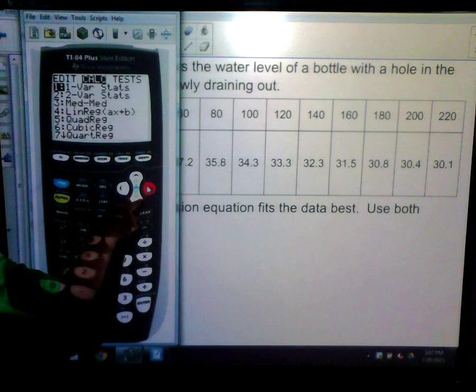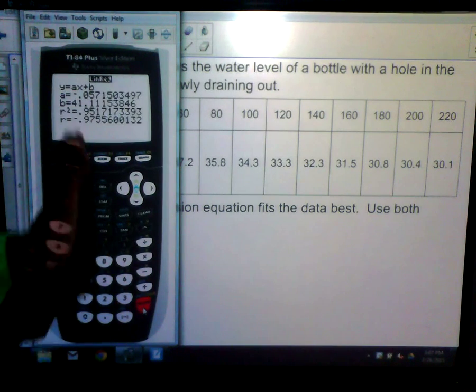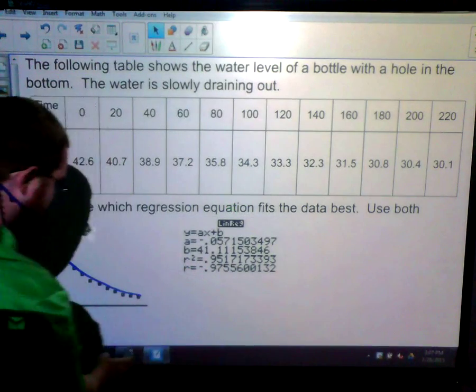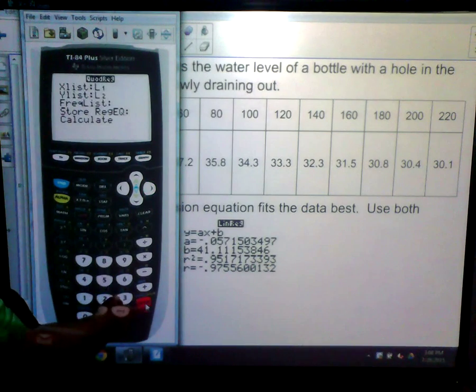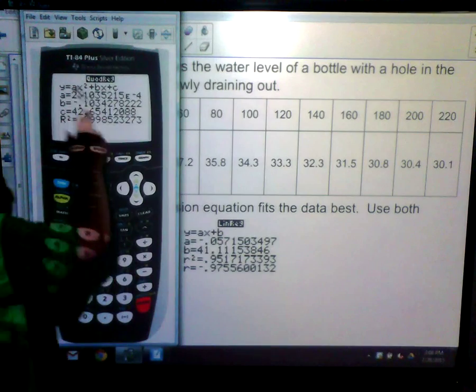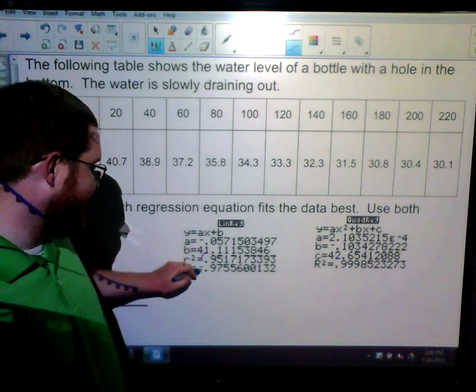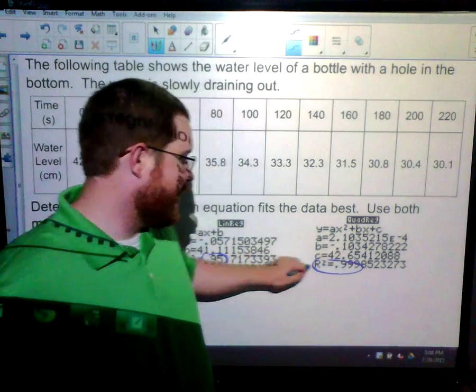Stat, calc, linreg. I get this. And quadreg, stat, calc, 5 for quadreg. I get this. So linreg has an r squared of 0.95. Quadreg has an r squared of 0.999.